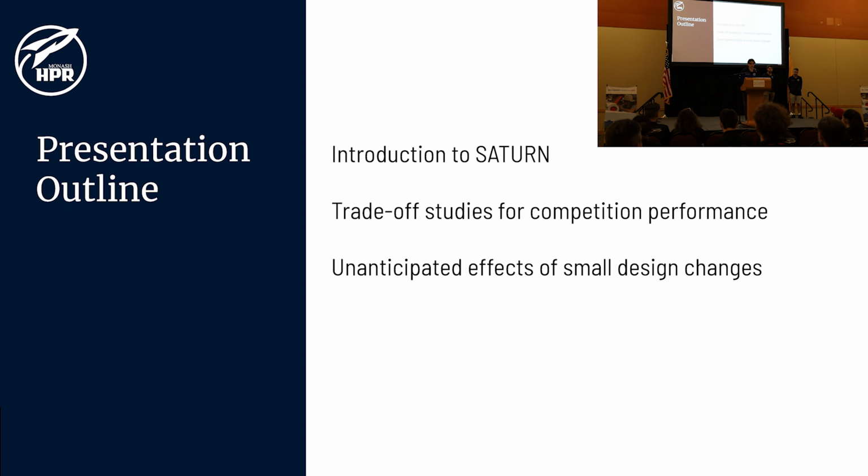For this presentation today, we'll start by discussing our trajectory simulator, Saturn. We'll then move on to different trade-off studies that allowed us to understand performance better, specifically with regards to apogee. Also looking at the sensitivity of our small design changes. Finally, we'll look at the unanticipated effects of small design changes through the case study of standoff rail guides that we've done for our competition rocket Ether.